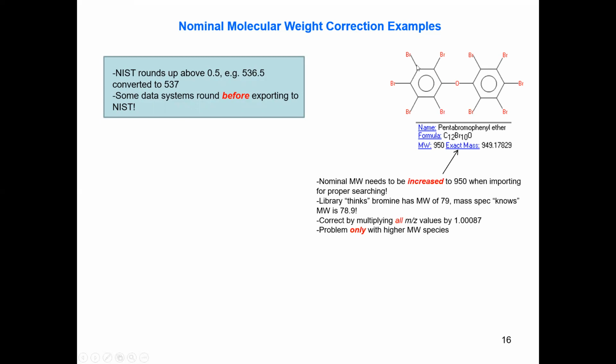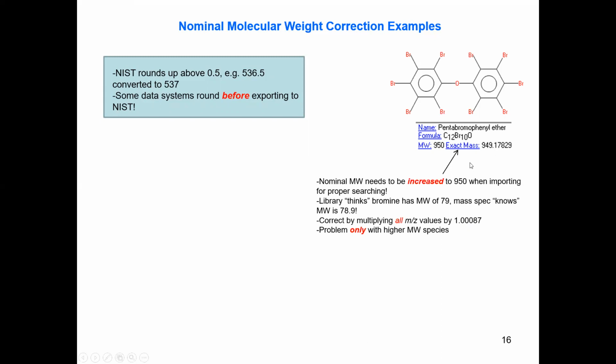Here's a compound, a multibrominated compound. The library thinks bromine has a molecular weight of 79, but the mass spec knows it really is 78.9. So if you bring in the molecular ion at 949, and it's less than 0.5, it'll bring it in as 949, not 950. So if you want to correct this in the import option, you need to put in 1.0087 to multiply all the ions in the spectrum, and this will fix it.